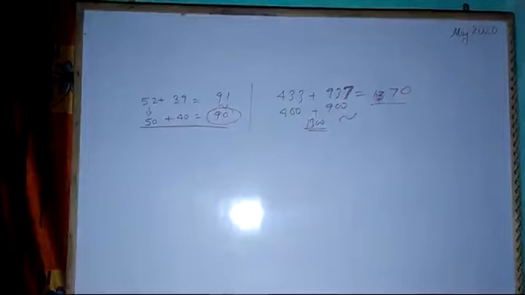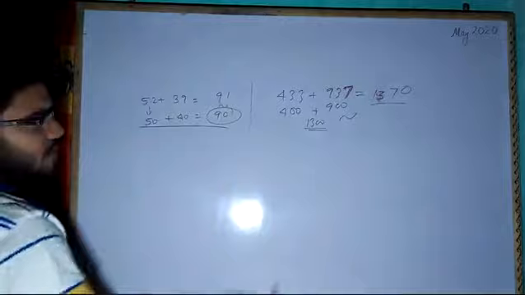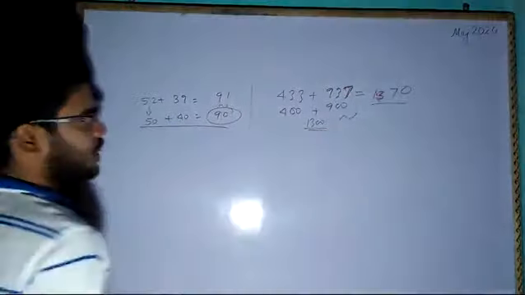Now you may be wondering, sir, the answer is 1370, and after doing round off estimate we are getting 1300. So here it is looking a bit easy. When we do calculation of round off of any number, then the calculation becomes simple.